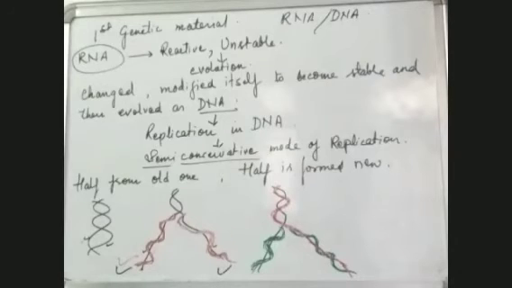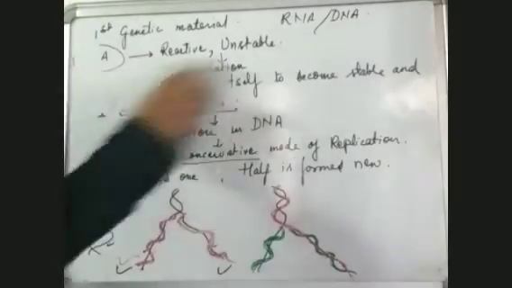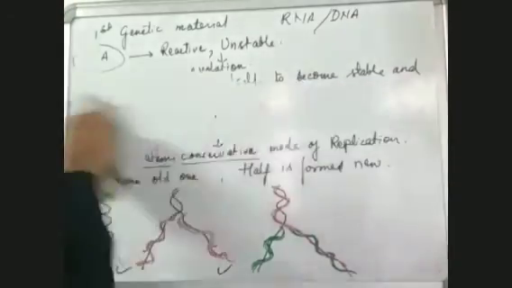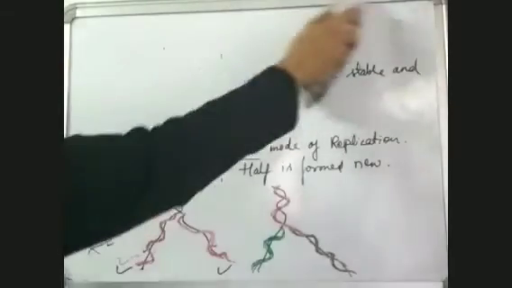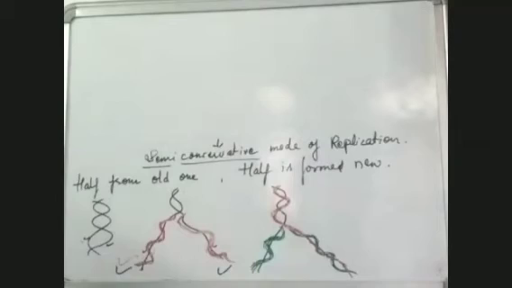Clear now. Okay, now we come to an experimental proof of this. Now there were two scientists. The names were Meselson and Stahl. The full names were Matthew Meselson and Franklin Stahl. There were two researchers. This experiment is also very important, and it was given by these two researchers.